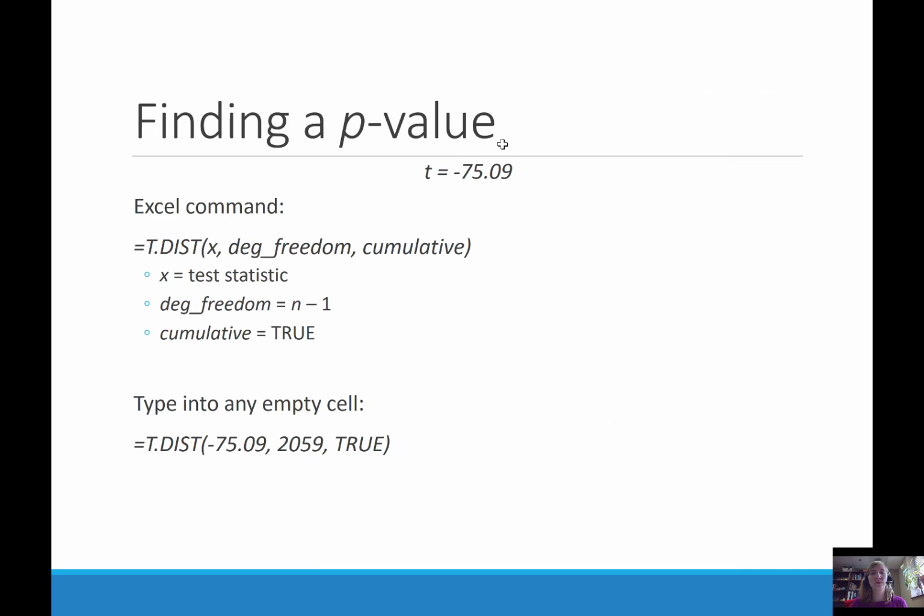To find the p-value, we will use Excel. Note that there are 3 Excel commands for finding a p-value depending on the research hypothesis. T.dist is used when the research hypothesis is less than.